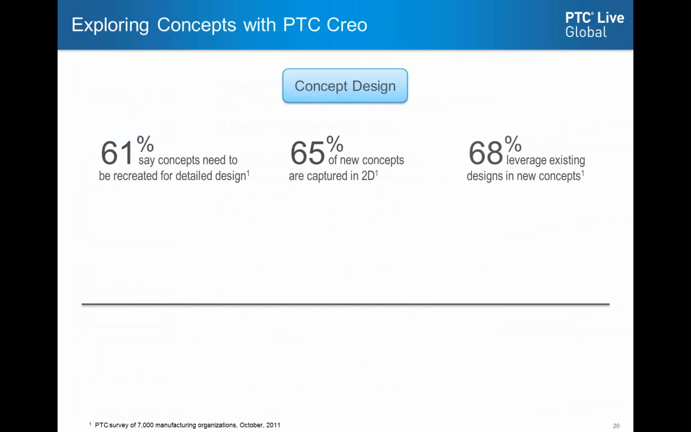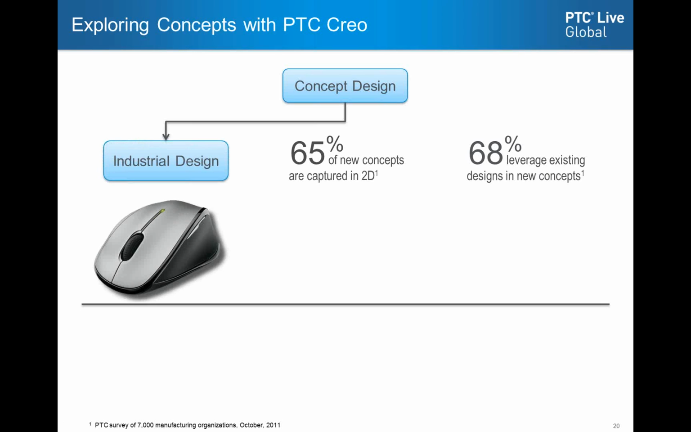If we look at concept design, we can really break this up into 3 key areas. 61% of customers that we surveyed, we did a survey of approximately 7,000 manufacturing organizations, said that they needed to recreate their concepts when they went into the detailed design phase. Part of the reason for this was that they were doing industrial design and stylized design in products such as Rhino or Alias, and the geometry would come in. It wouldn't be very clean. They would generally have to rebuild that geometry inside Creo Parametric.